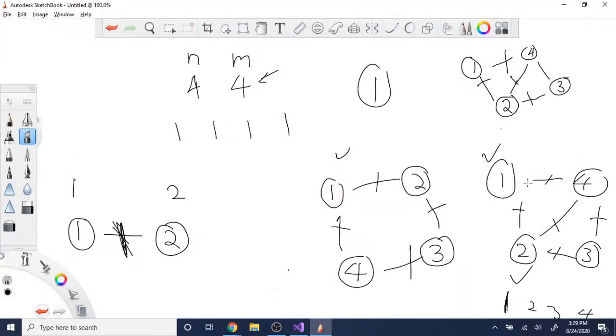So if 1's chains are unlocked, 2, 4, and 3 are still locked. Right? So for 1, if I get rid of these two chains, only 1 is unlocked, and 4, 2, and 3 are still locked. Because 2 has access to these two chains, if I get rid of these two, 2 is unlocked, and 3 and 4 are still locked.